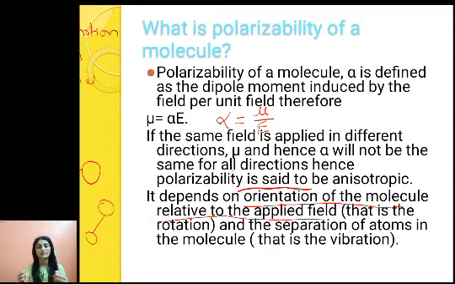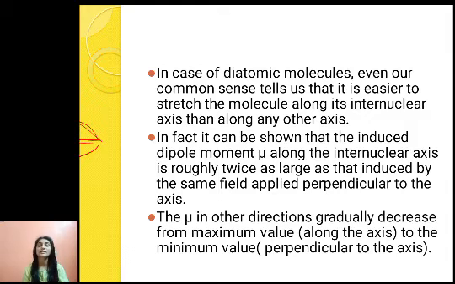And when we say that polarizability depends on the separation of atoms in the molecule, we know that the atoms in a molecule are continuously vibrating about their mean positions. So vibration and rotation have an effect on the polarizability of the molecule. In the case of diatomic molecules, even our common sense tells us that it is easier to stretch the molecule along the internuclear axis. It will be easy.